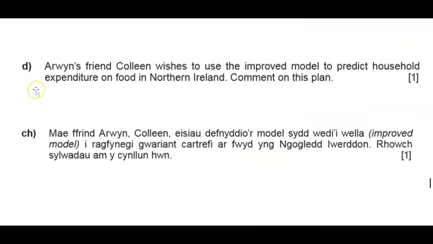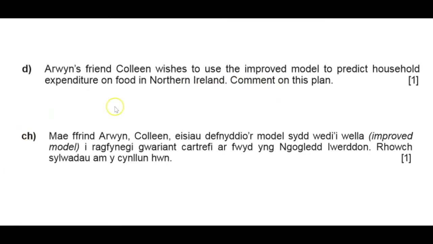Part D. Owen's friend Colleen wishes to use the improved model to predict household expenditure on food in Northern Ireland. Comment on this plan. The plan could be a reasonable plan because Northern Ireland and Wales are both in the UK, so the costs should be reasonably the same. So we could argue from this point of view that the plan could be reasonable. But conversely, Northern Ireland is distinct from Wales and may not have the same shopping habits as they do in Wales, because the data was prepared from a sample from Wales, so you could argue that it wouldn't be a reasonable model to proceed to try and predict household expenditure in Northern Ireland.